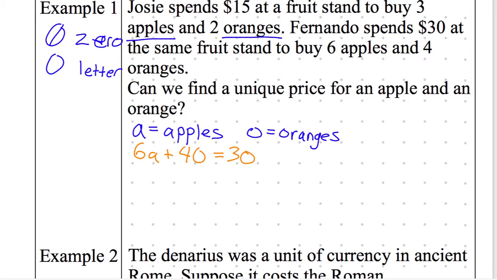Julian. 3a plus 2o is 15. What do you guys think? Thumbs up, thumbs down. Did you get that one? I agree, Julian. I'll take your card for that. Thank you, thank you. All right, so we came up with our equations. Now, we need to solve.